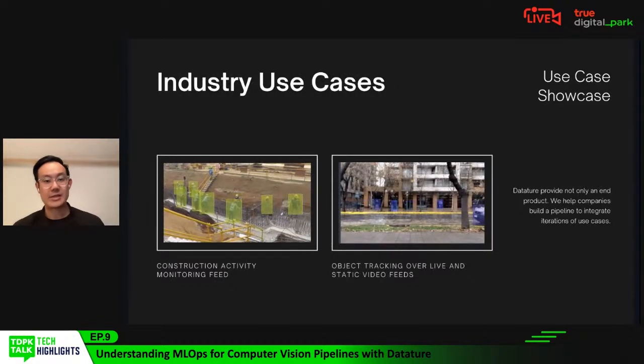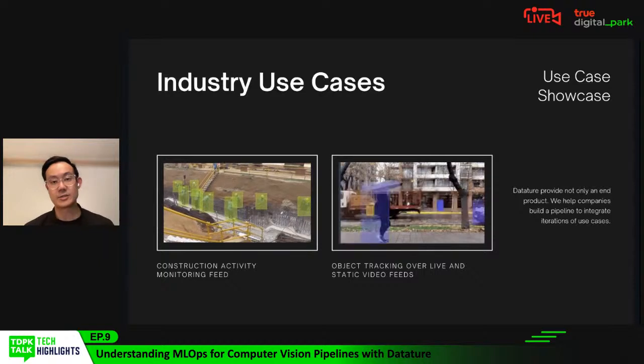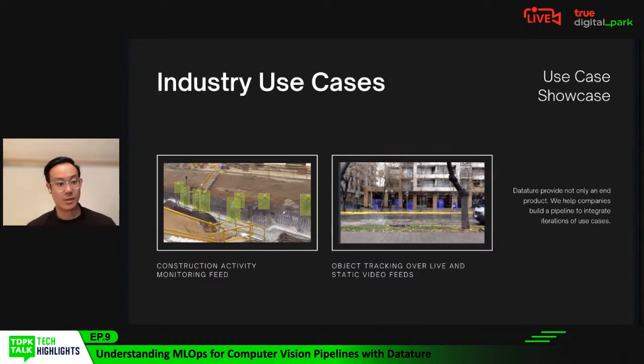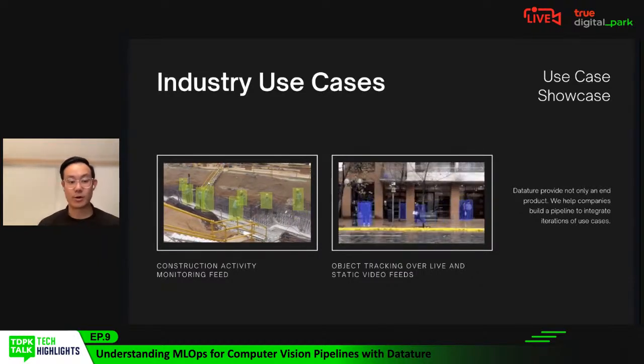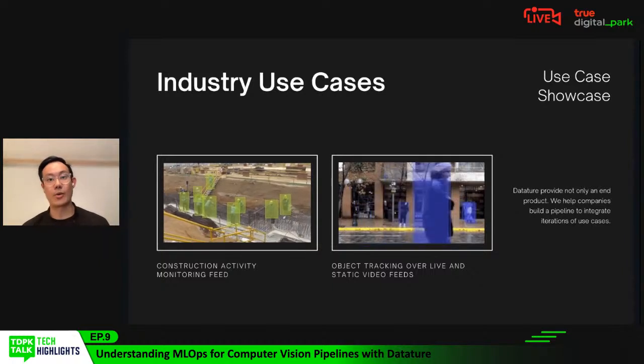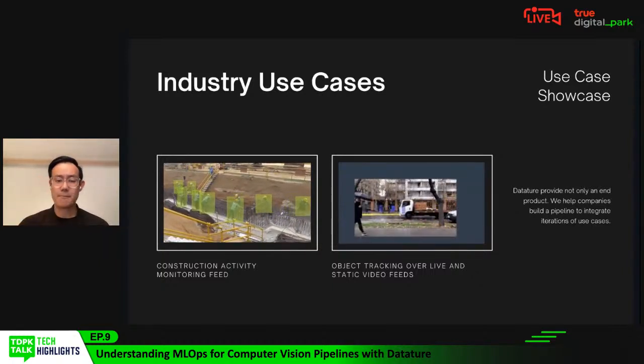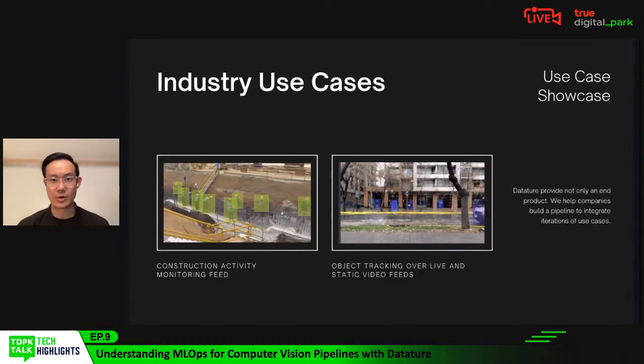And of course, industry use cases. One of my favorite things to use AI for is to use AI for good. On the left, we see that we are able to monitor construction activity, whether people are wearing safety vests, safety helmets, before they enter a very dangerous working site.